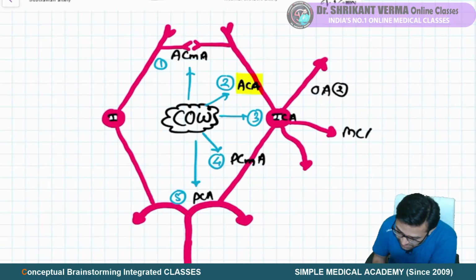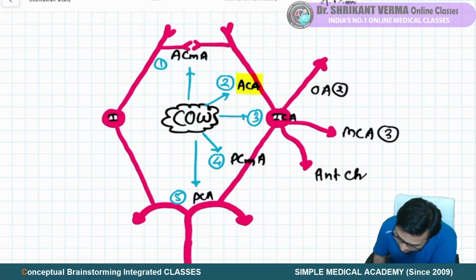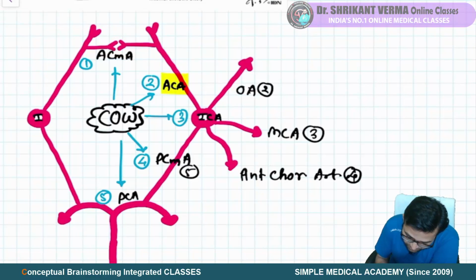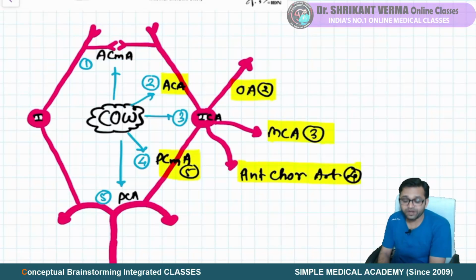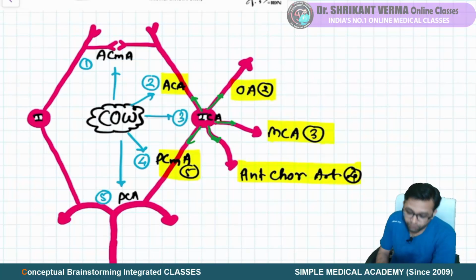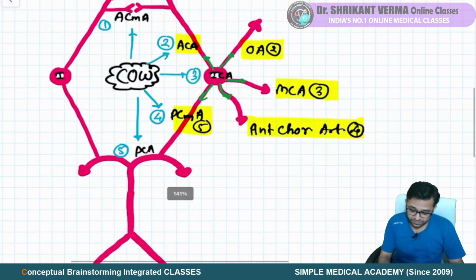And then middle cerebral artery, very important question. And then here is our anterior choroidal artery, 4th artery. And then next is 5th, posterior communicating artery. These yellow color structures are indicating our 5 branches of the internal carotid artery. Okay, 1, 2, 3, 4, 5. Of which part? Cerebral part.